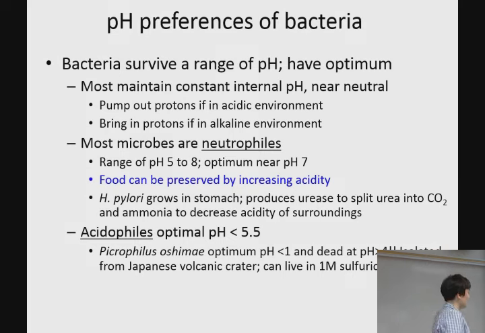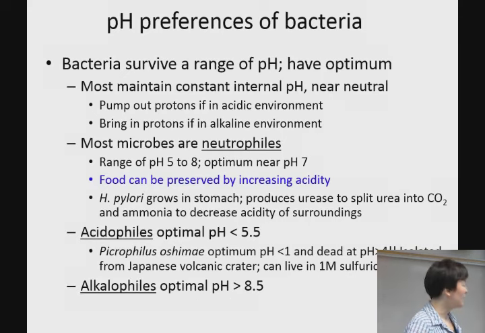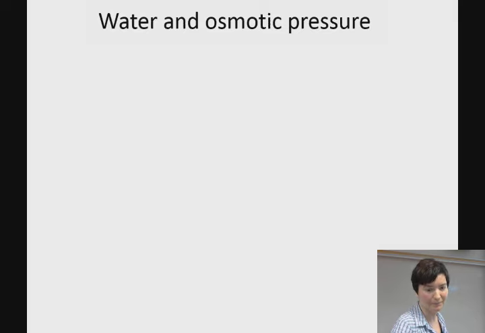There are acidophiles that prefer a pH below 5. There are, for instance, this one that was isolated, Picrophilus, isolated from a Japanese volcano, that prefers a pH less than 1. And if you put it at a pH of 4, it'll die. It can live in 1 molar sulfuric acid, which I just find astonishing. And to answer your question, Ariel, there are alkalophiles with an optimal pH of greater than 8.5.